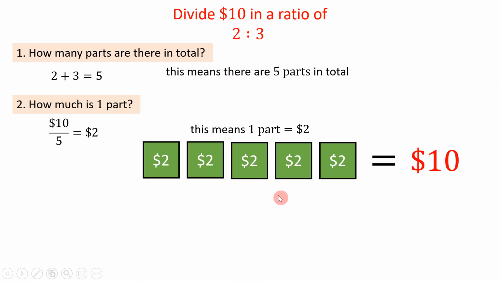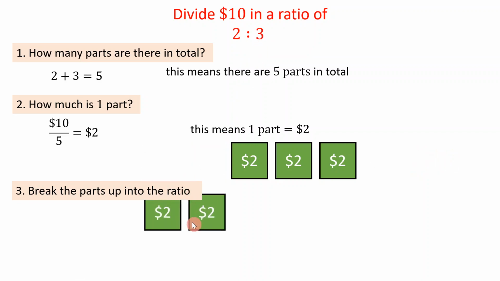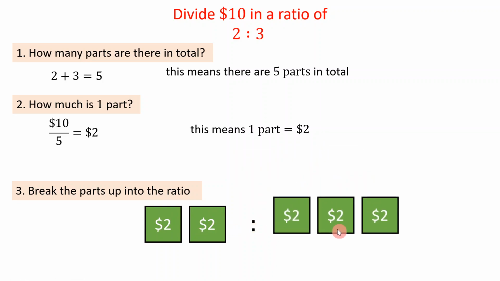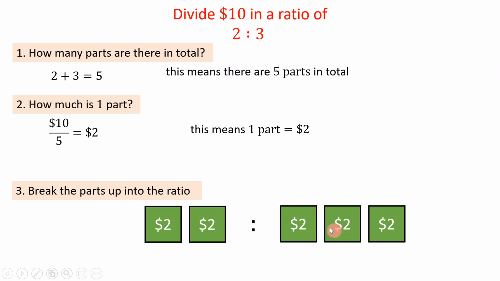The next thing that we're going to do is break the parts up into the ratio. Remember, our ratio is 2 parts to 3 parts. So that means I'm going to take 2 of my parts and put it over here. Then I'm going to put my colon, and then I'm going to put my 3 parts on the other side. So I have 2 parts to 3 parts.